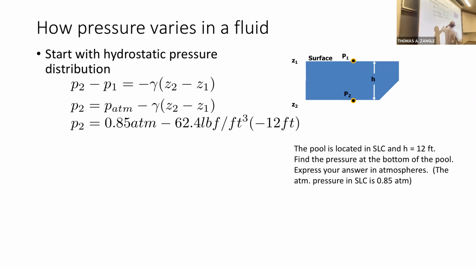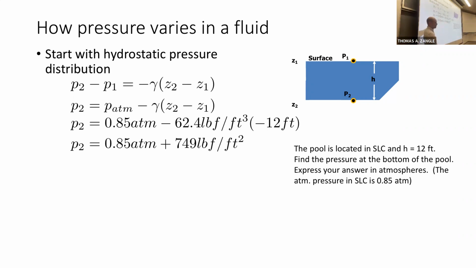When we take our Z1 as 0 and Z2 as minus 12 feet, we plug that in. We have minus 12 feet here. We take gamma to be gamma water, look that up. And now we have this expression here for P2: 0.85 atmosphere minus the specific gravity of water, which is density of water times minus 12. We can resolve this here.